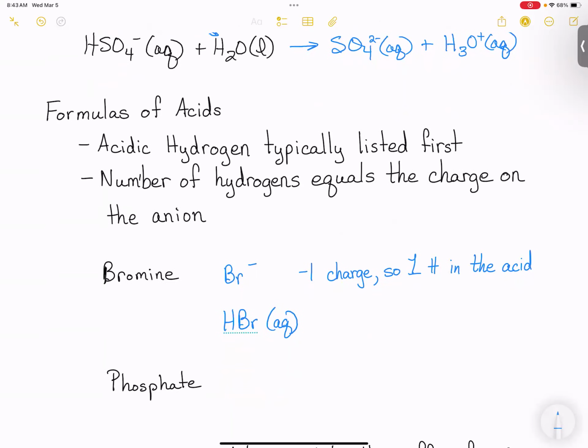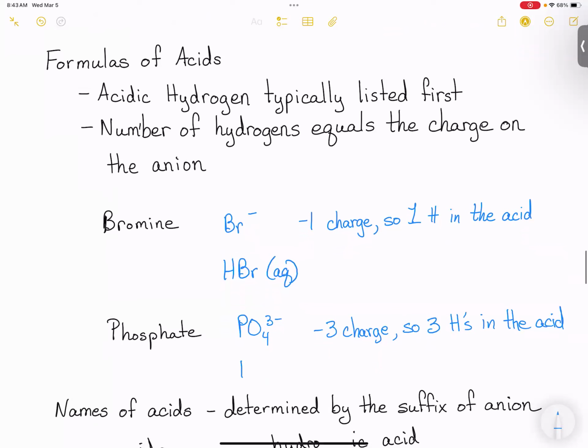Another example is phosphate. Phosphate is PO4 3-. It's one of your polyatomics. So it has a -3 charge, which means it's going to have 3 hydrogens in the acid. So it is H3PO4. And again, I'm going to use aqueous just so that I can indicate that we are dealing with an acid.